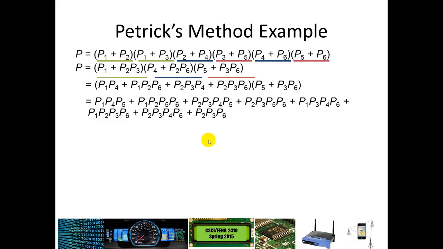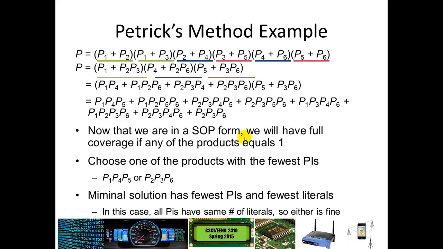Now, you notice amongst all these combinations, you've got some that require four different terms, P1, P2, P5, and P6. You need all four of those. Some of them only require three, so you've got P1, P4, P5, or P2, P3, P6. It's always better to choose the one that has the fewest terms in it. So if we were to get this into sum of products form, we would want to pick either P1, P4, P5, or P2, P3, P6, because that gives us the fewest prime implicants needed.